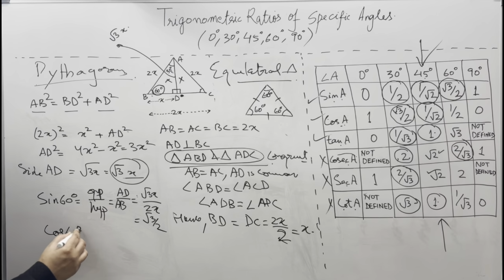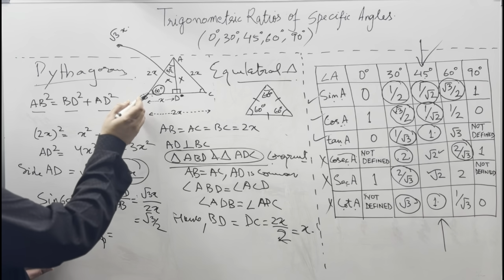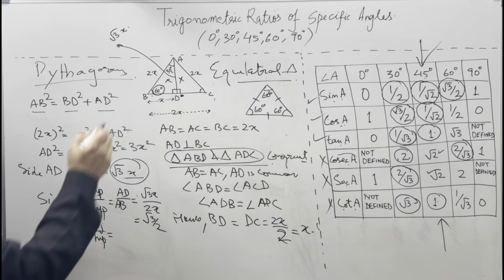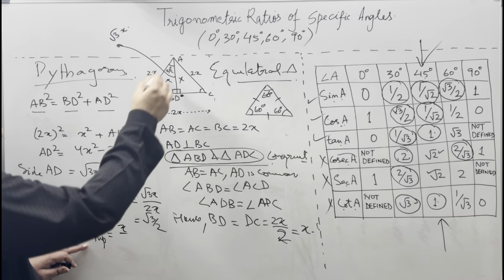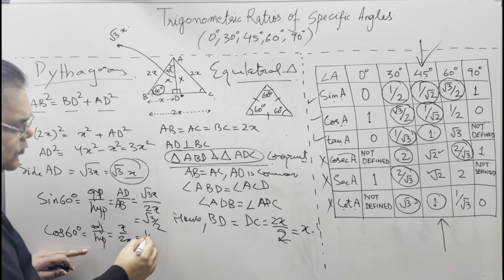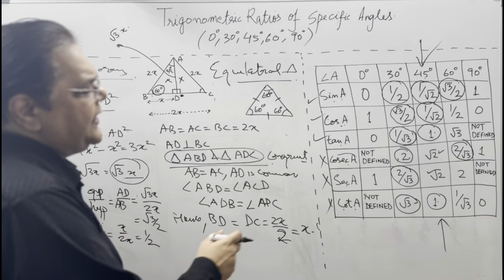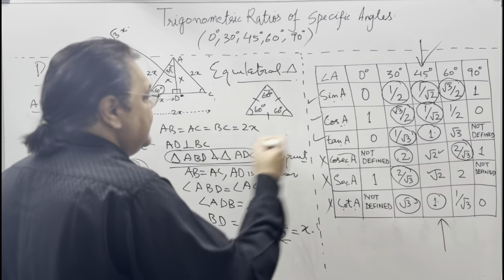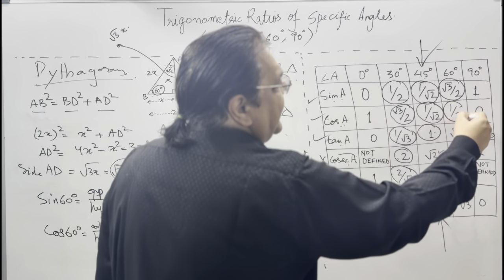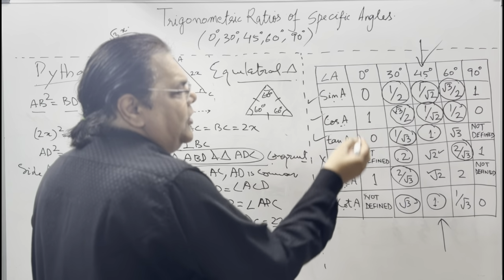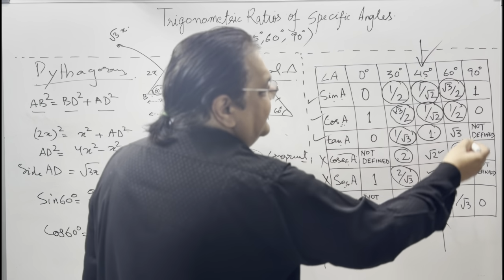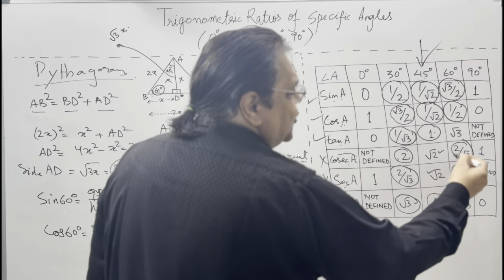What is cos 60 degrees? Cos 60 degrees means adjacent by hypotenuse. Cos 60 is again taking the reference of this angle ABC, 60 degrees. Adjacent is x and hypotenuse is 2x. So it is 1 by 2. Cos 60 is 1 by 2. Let us check in the table. Cos 60 is 1 by 2 and sec 60 is the reciprocal of cos 60. So you can check here, reciprocal of 1 by 2 is 2.